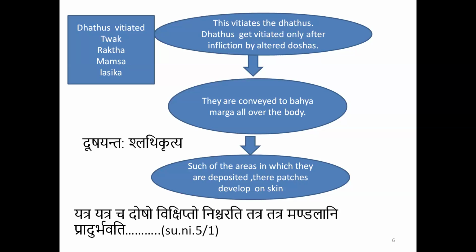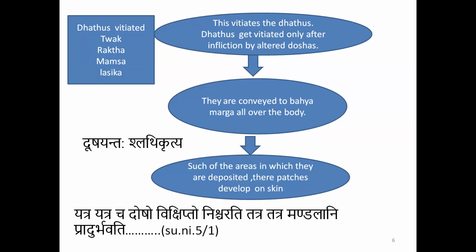Due to Ahara Viharas, there happens a Dosha Dushti and the Shaithilya. That Shaithilya means the equilibrium of the skin gets hampered by these Ahara Viharas. In such areas in which they are deposited, patches develop on the skin. Yatra yatra cha dosho vikshipto nishcharanti tatra tatra mandalani pradurbhavanti. Thus happens the etiopathogenesis of Kushta.